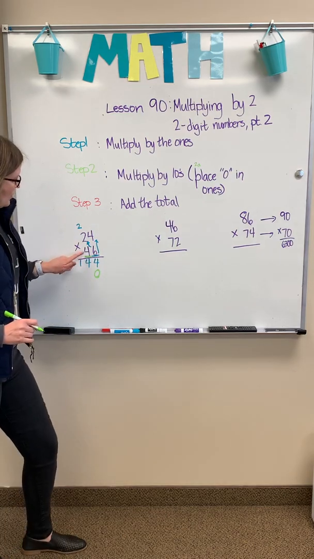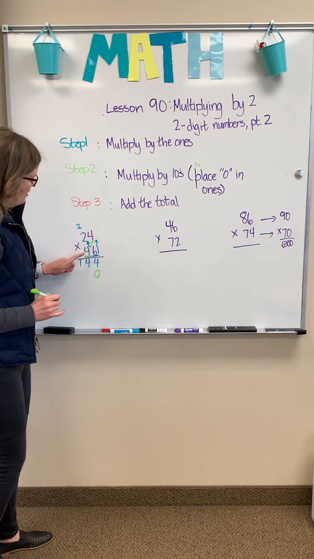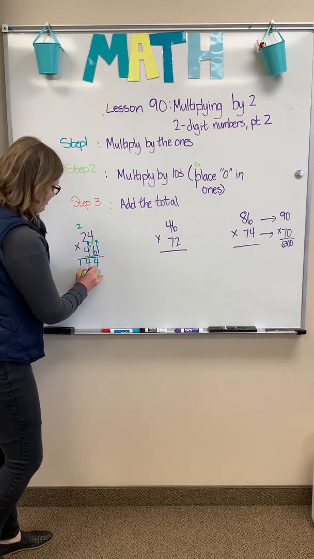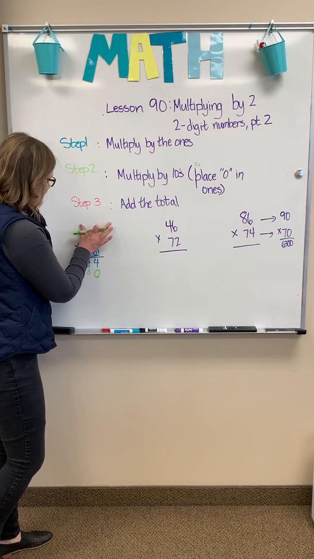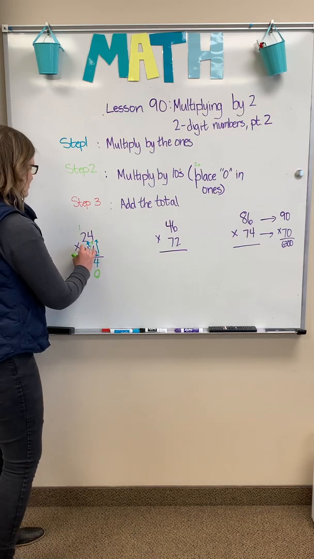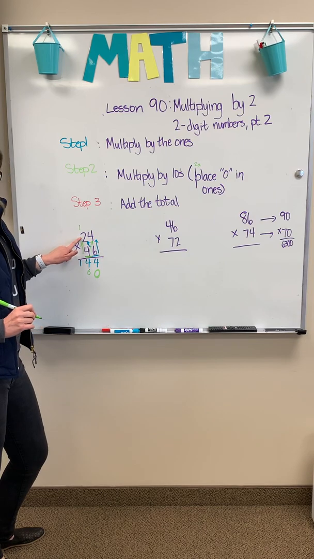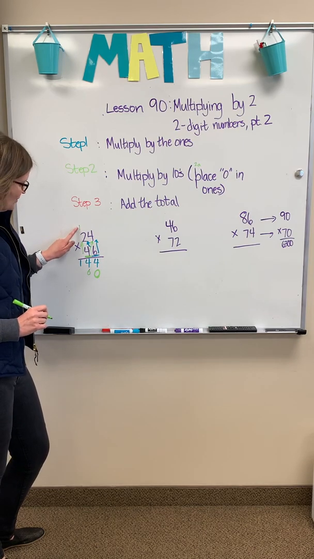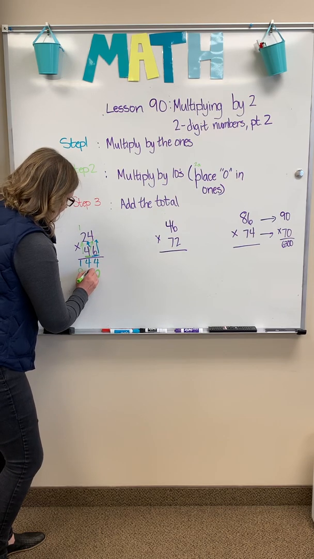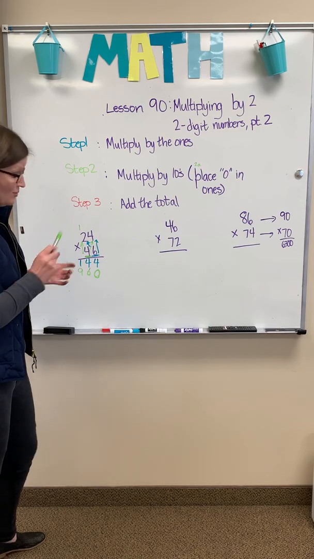And I say 4, we go this direction. 4 times 4 is 16. So I put the 6, I'm gonna erase that, I put my 1. Then I go up through here. 4 times 2 is 8, plus 1 is 9. So I put 9 right there. That's step 2 and 2A.